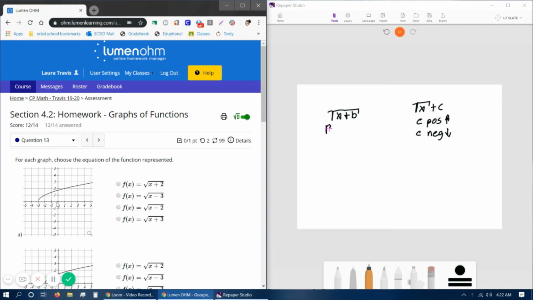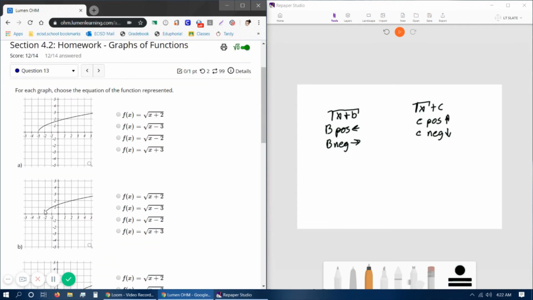If b is positive, the graph will shift left. If b is negative, the graph will shift right. Just remember that when the constant is inside with x, it does the opposite of what you would expect it to. The first equation is f of x equals the square root of x plus 2. B is 2, which means the vertex is 2 squares left of 0, 0 at negative 2, 0, matching it with graph B.